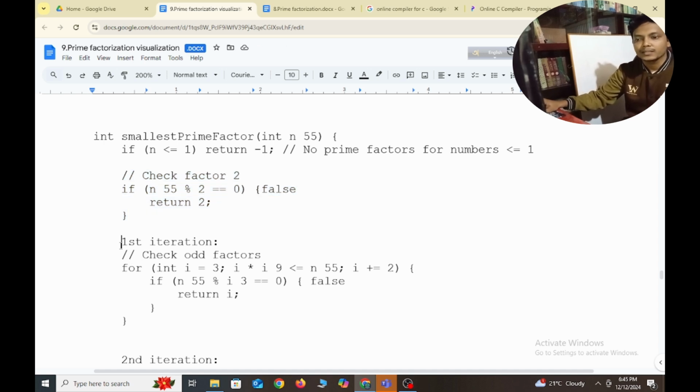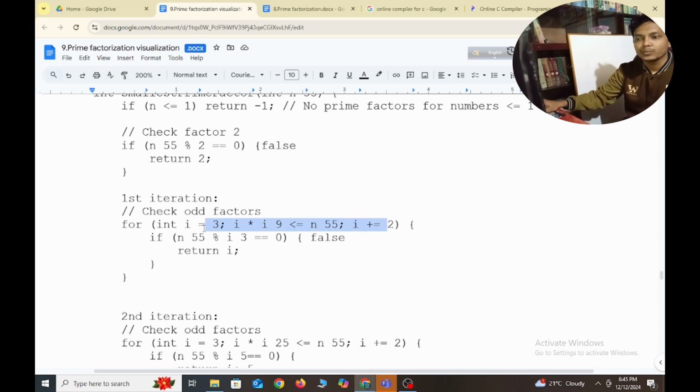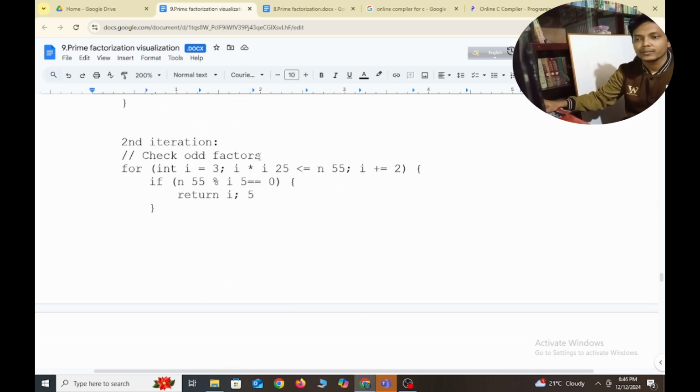Okay. So in the first iteration, i starts from 3, i into i, that means 9. Okay. So 9 is less than or equal to n. You understand? So this condition would be true, guys. Okay. So when this is true, 55 modulus i, that means 3. So 55 modulus 3 is false because 3 can't evenly divide. So we can't enter into this, we can't do anything here. For the second iteration, check odd factors. i will be increased by 2, right?